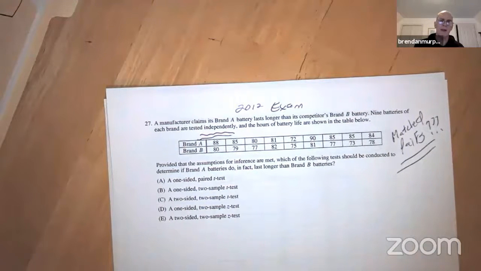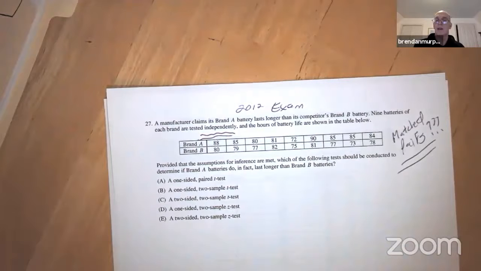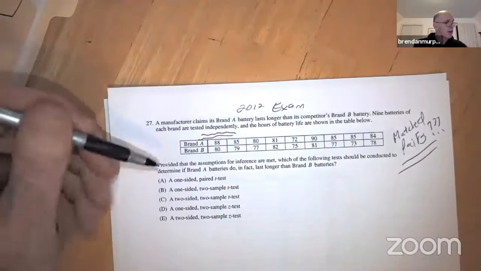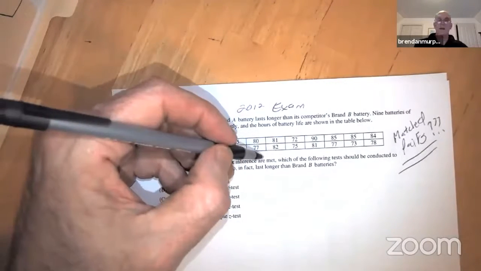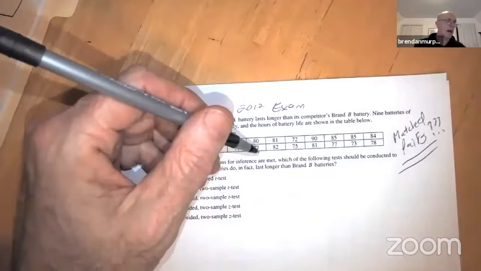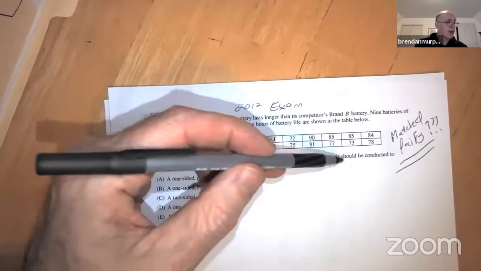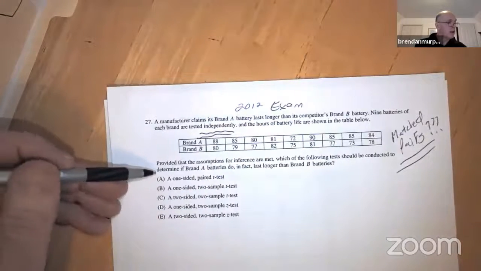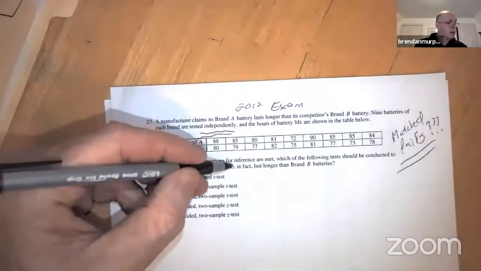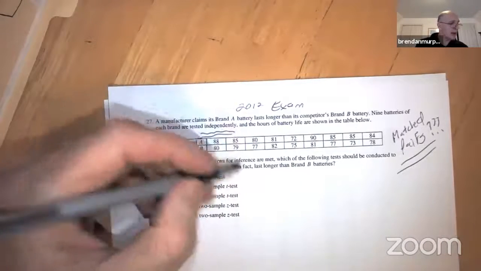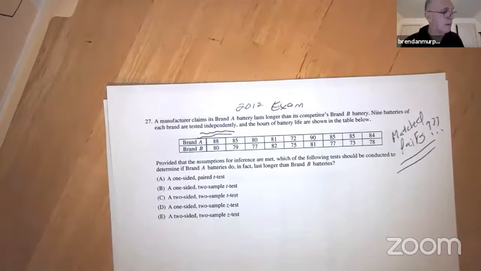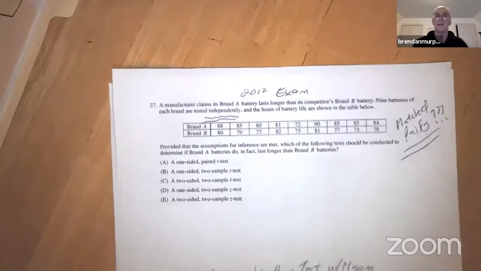And I'll try and talk about the difference between a matched pairs with means and a two-sample t-test. Provided that the assumptions for inference are met. Okay, so that's good. So I think I'm covered here with my randomness and sample size and all those things. Which of the following tests should be conducted to determine if brand A batteries do in fact last longer than brand B batteries?